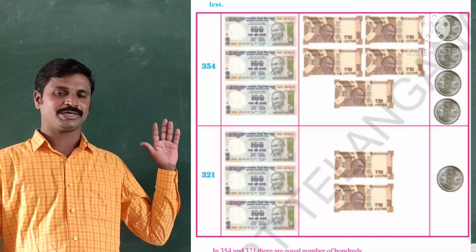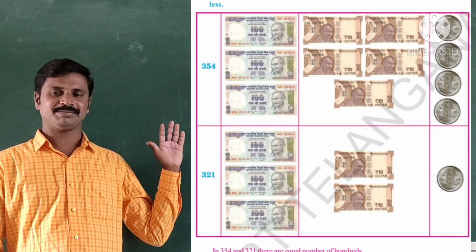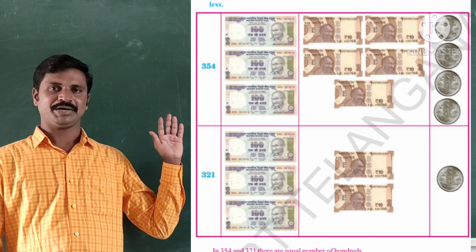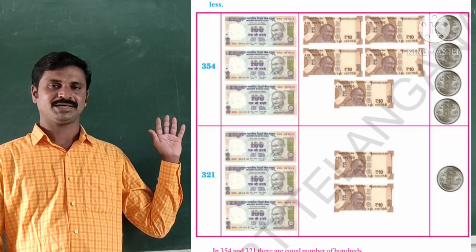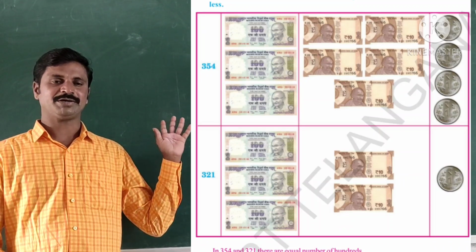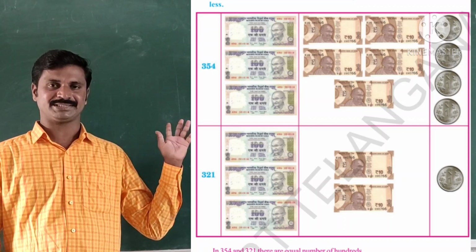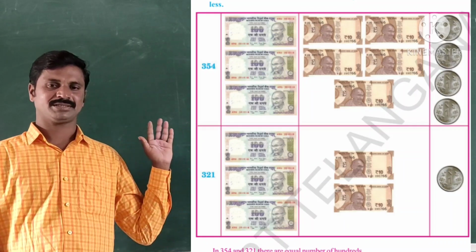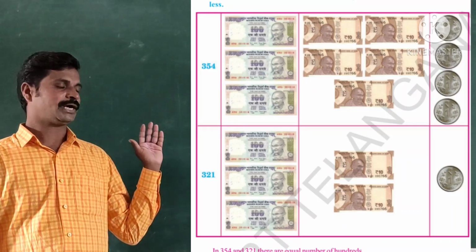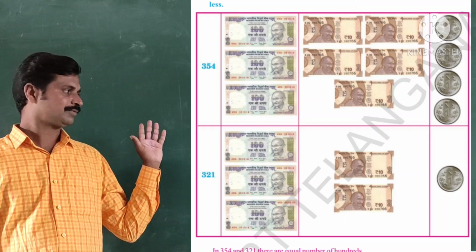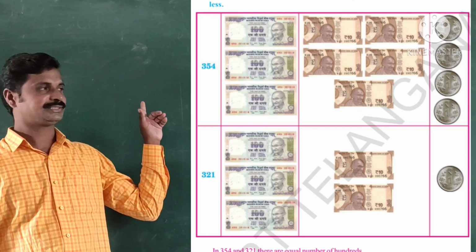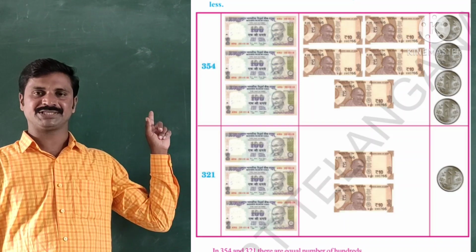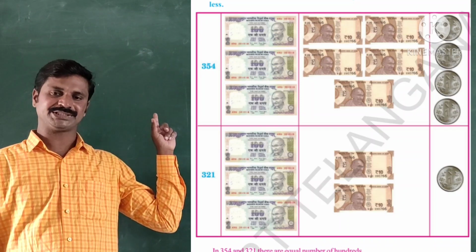Children, look at the picture. Here are some notes and coins. You see the notes and coins, and you say which are more and which are less. You see the notes here. What is the amount given here? Very good. 354 is given.